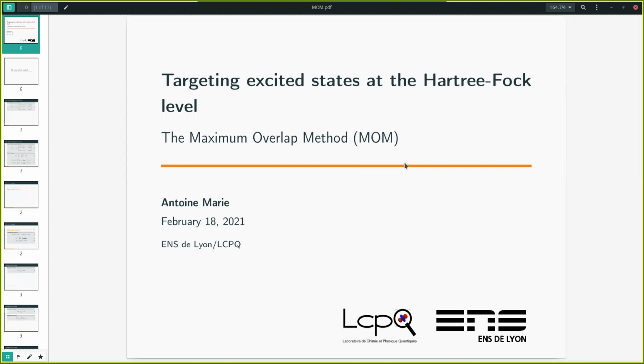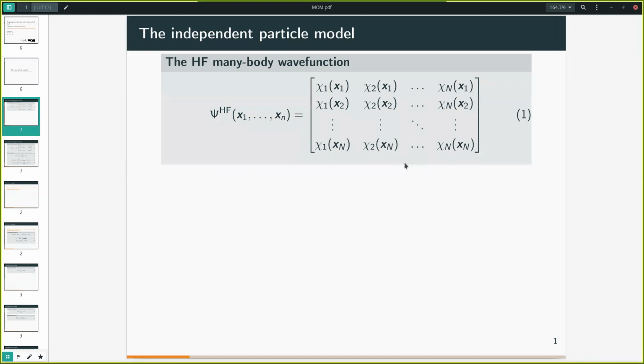First, I will briefly recall the Hartree-Fock method and the equations, just to emphasize afterwards the differences between the maximum overlap method and the usual Hartree-Fock algorithm. So in the Hartree-Fock method, we use this type of wave function, which is a Slater determinant. I think I forgot the normalization factor, but yes, it's a determinant of spin orbitals. And so we have N spin orbitals, with N the number of electrons. And so this is an antisymmetric combination of spin orbitals.